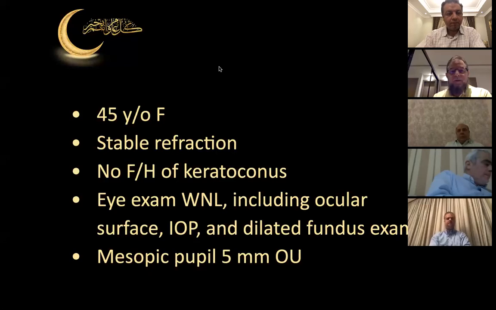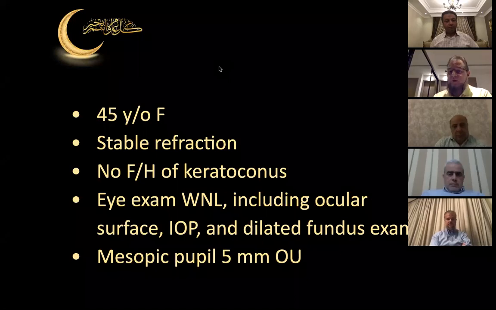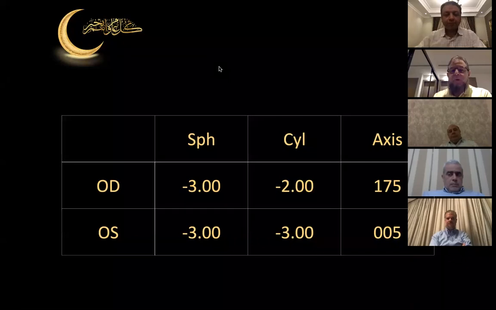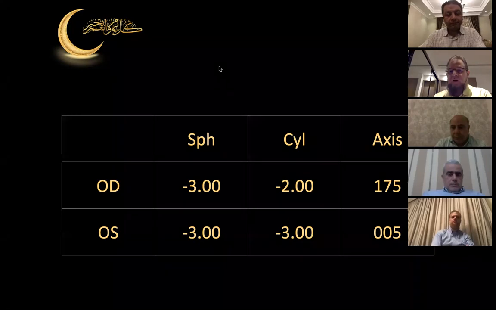A 45-year-old female. She came with stable refraction, no family history of keratoconus, and eye exam within normal limits, including ocular surface, IOP, and dilated fundus exam. The mesopic pupil is 5 millimeters in both eyes. Now, the refraction is -3, -2 at 175 in the right eye, -3, -3 at 5 in the left eye. So the spherical equivalent is around 4 in the right eye and 4.5 in the left eye.